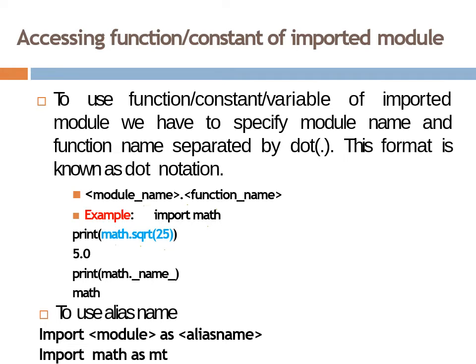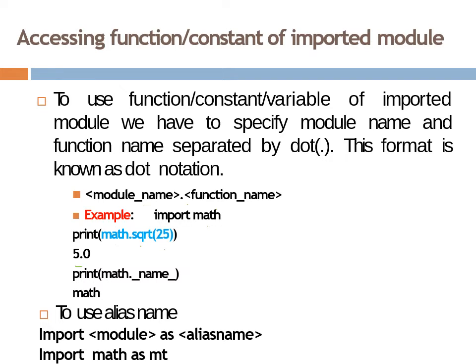25 is the number I've given here, which returns a value of 5.0. This is the result of the Python statement here, and this is how you need to use a function inside the module you have imported.